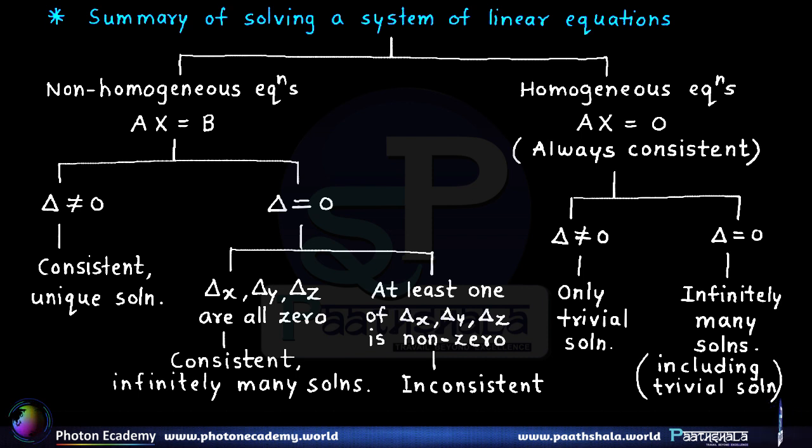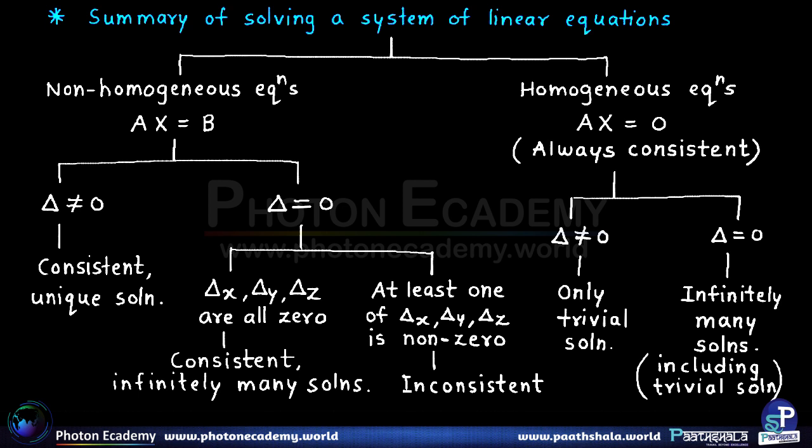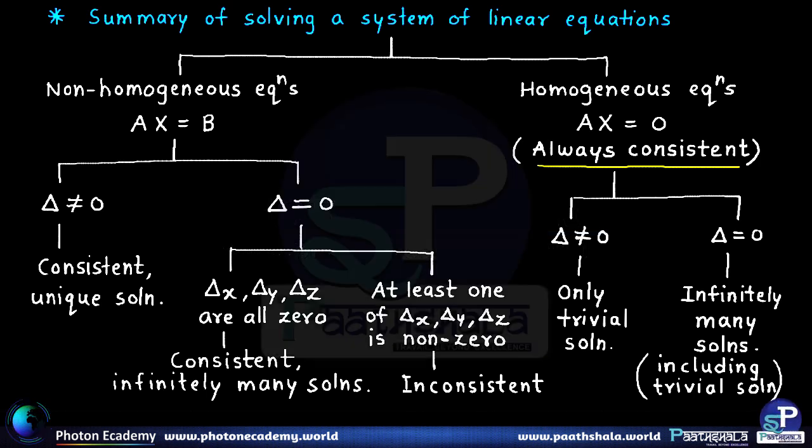Alright, so just to reiterate, the homogeneous system is always a consistent system because it always has at least the trivial solution. So that is an important point to keep in mind. Now based on this we will solve a few examples.